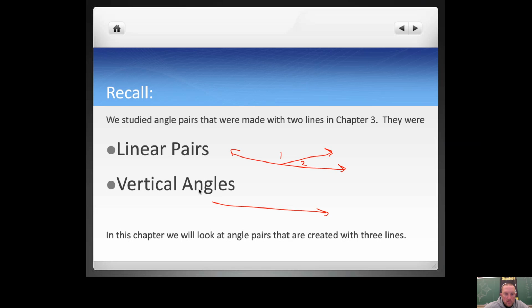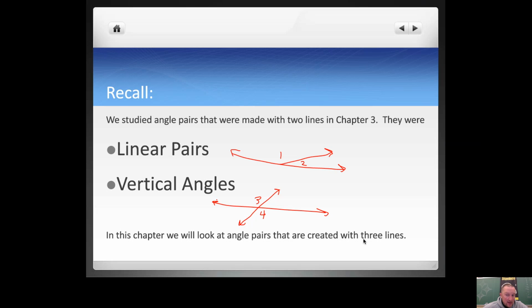Vertical angles are created when two lines cross. Angle 3 and angle 4 would be an example of vertical angles. They're across from each other. They're non-adjacent and they're made when two lines cross. So that's angles that are made with two lines.